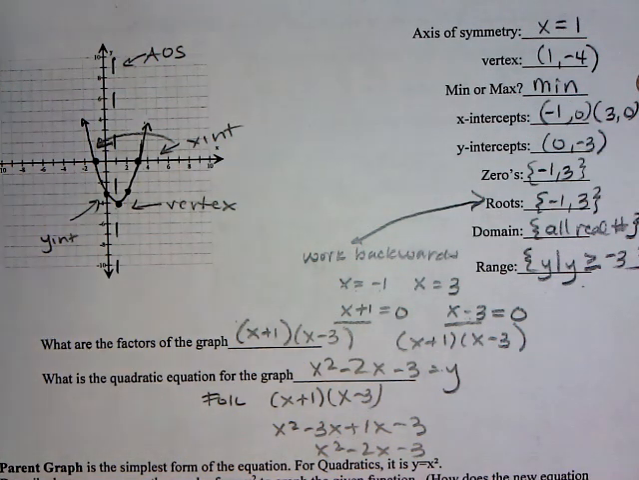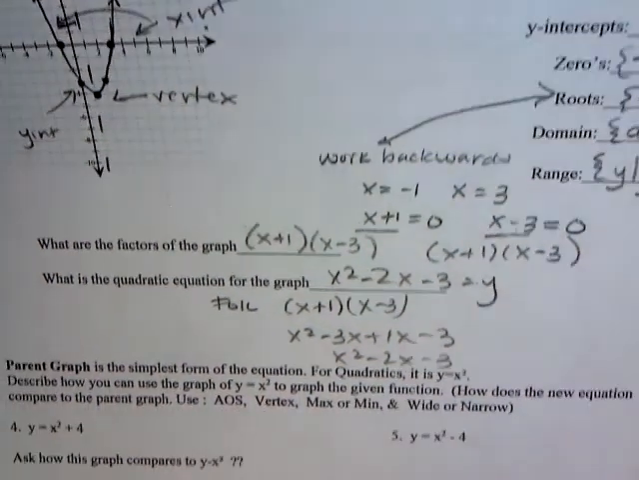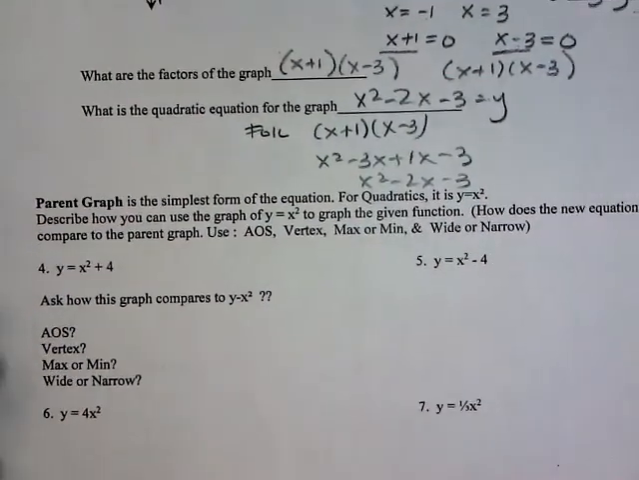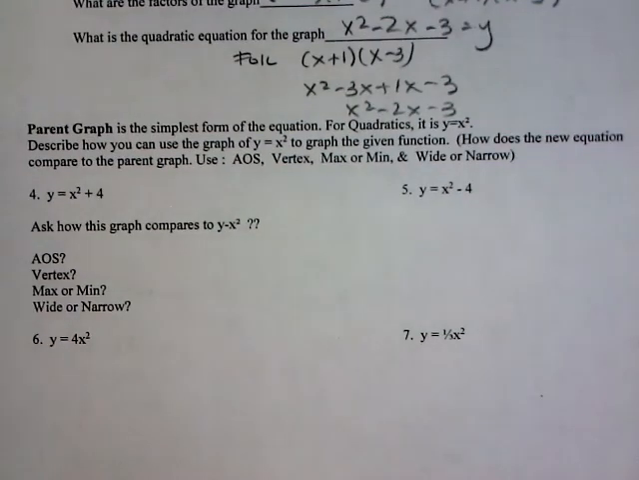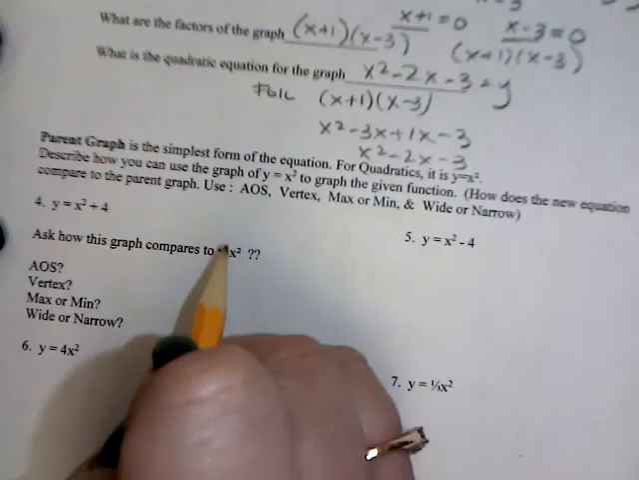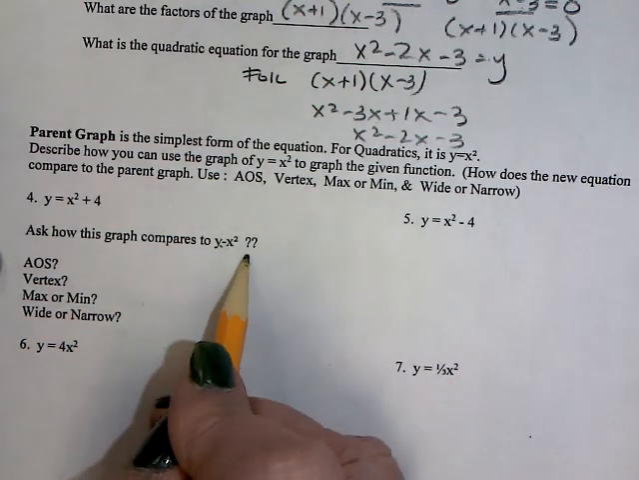All right, last but not least today, we're going to talk about a parent graph. A parent graph is the simplest form of the graph that there is. It's just y equals x squared. It's kind of like just saying y equals x for a linear equation. It's just the simplest of the graph. So we want to talk about how to compare the one we have here with our parent graph. We want to ask ourselves, how does this compare to this?